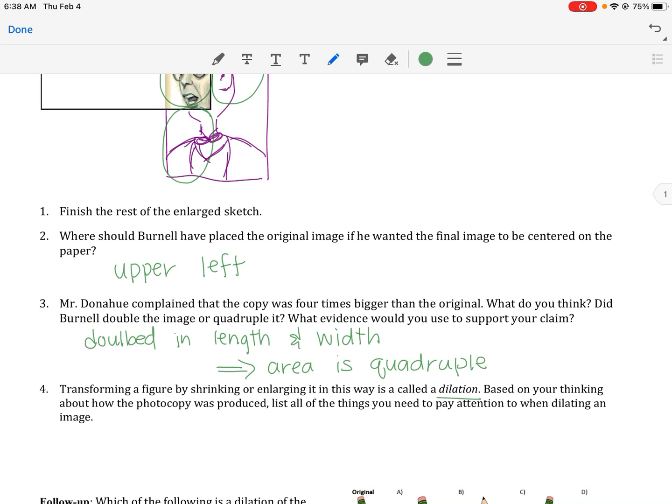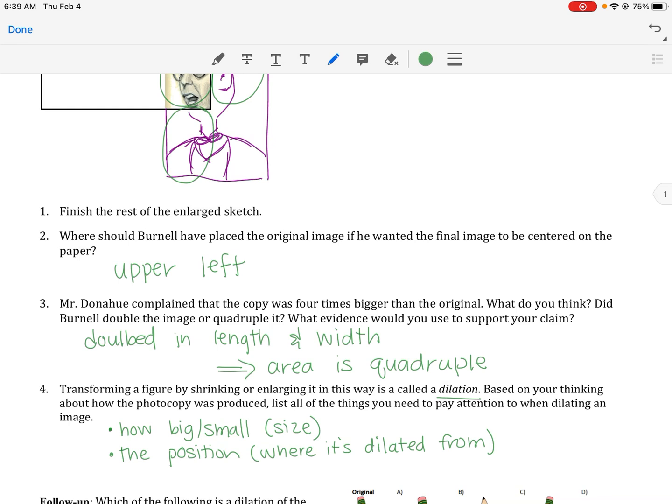Based on your thinking about the photocopy that was produced, list all the things you need to pay attention to in dilating an image. So we need to pay attention to how big we want it, right? So the size. How big, or I guess it could be how small, right? Either one. We also need to pay attention to the position, or where it's being dilated from. Because remember, having it in the center didn't really produce what we wanted. I think those are 2 key things.